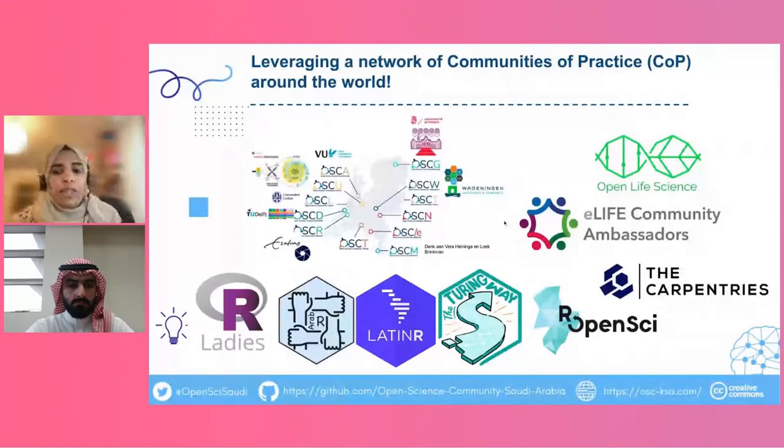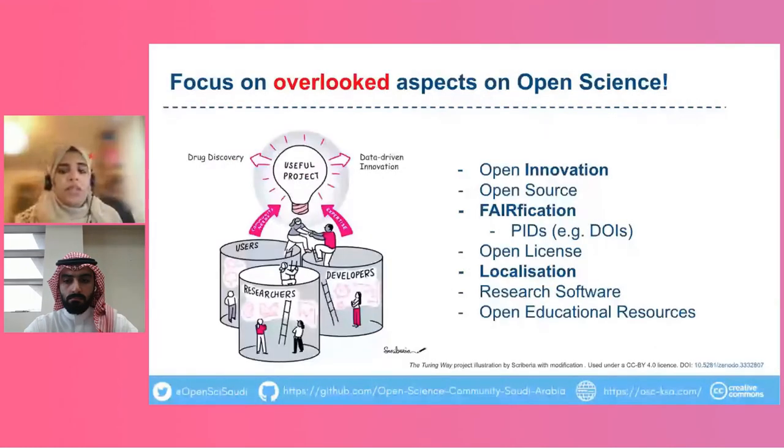Open science is a huge umbrella, but in our community, we try to focus on some aspects that have been neglected in Arabic countries. These are open innovation, open source, verification, open license, localization, research software, and open educational resources. The ones that we will be focusing on in this talk are open source and localization.